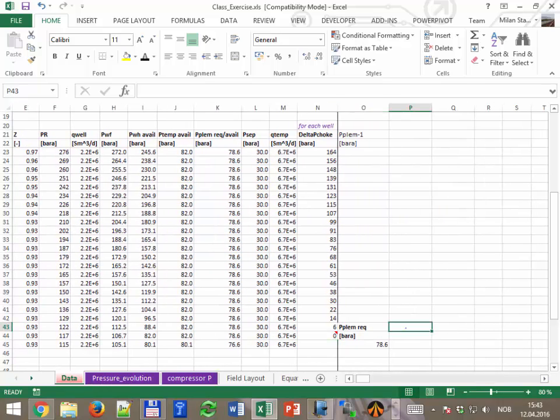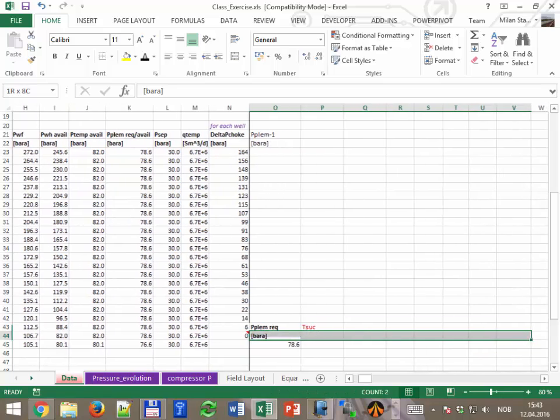Okay, so let's see, what do we need to calculate? We need first pressure at the inlet of the compressor, right? This is P plem available, right? Then we need the temperature. Okay, so let's put here temperature at the suction, and this temperature is going to be in Celsius. I don't know what happened here.